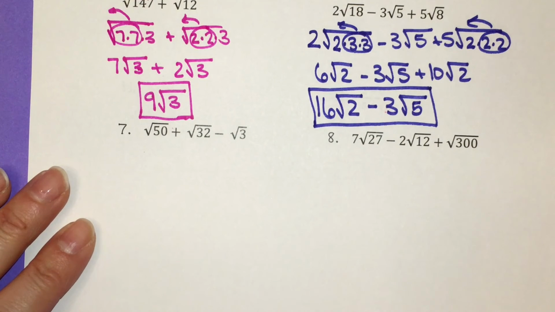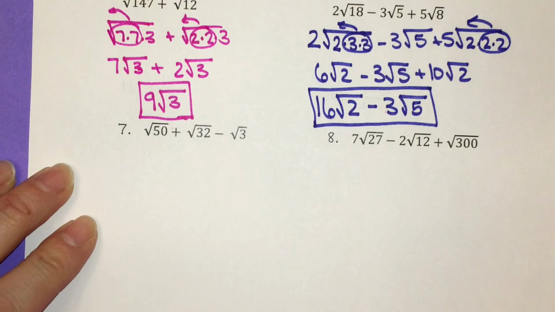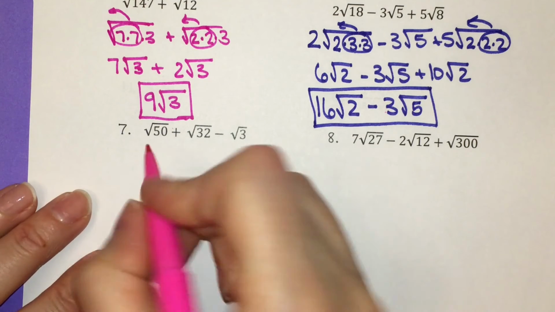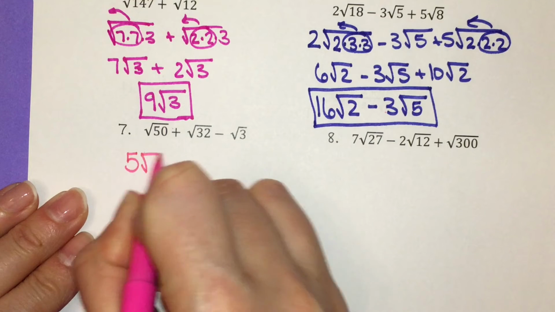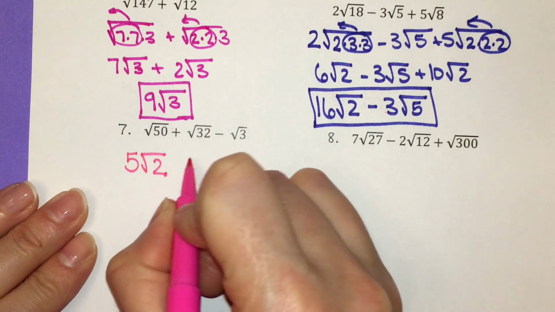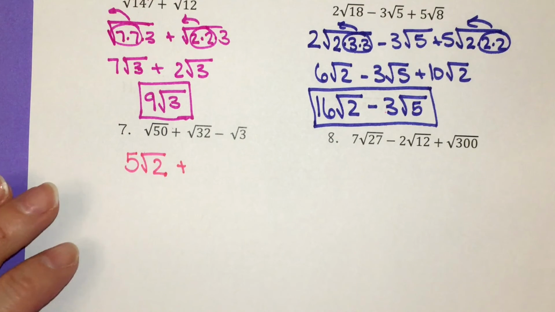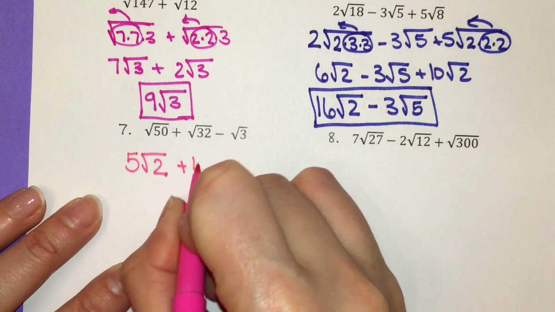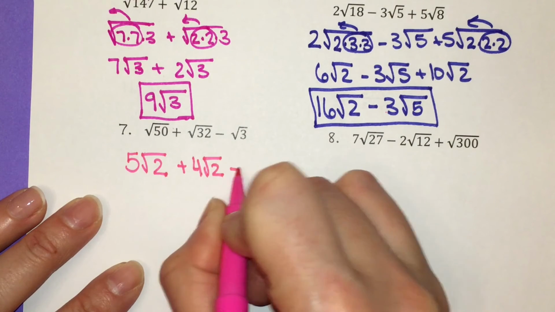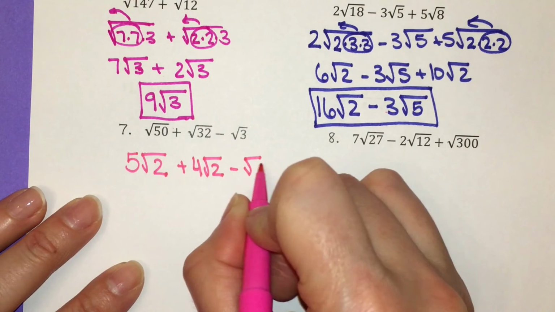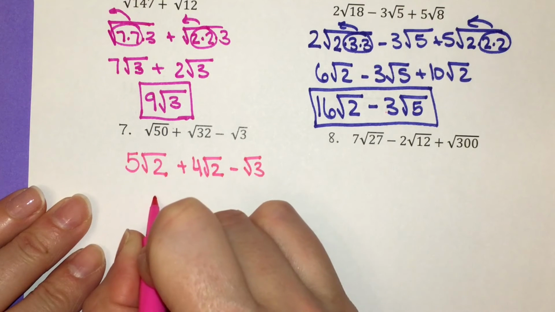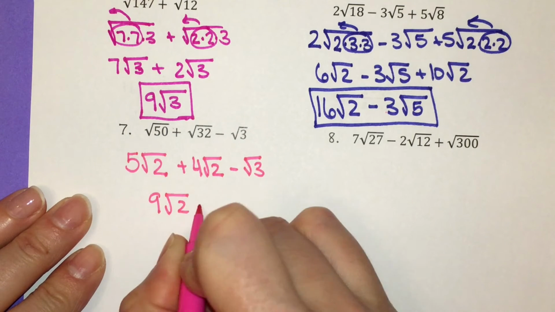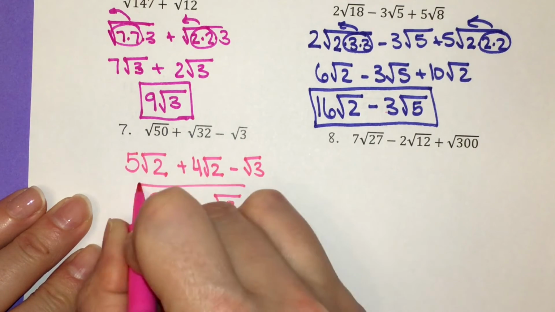So for the square root of 50, this is 5 times 5 times 2, meaning we can bring out a 5, 5 square root of 2, plus the square root of 32 is, let's see, we have 4 times 4 times 2, so bring a 4 out, square root of 2, minus the square root of 3. So combine, 5 plus 4 is 9 square roots of 2, minus the square root of 3.